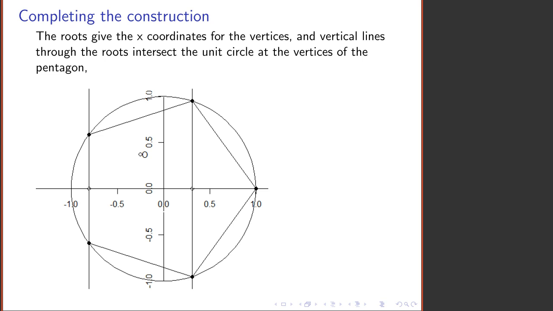So all I do is construct vertical lines at those 2 points. Each gives me 2 vertices on the pentagon. I join them up, and presto, I've done. I've never actually seen this construction published anywhere, but it's clearly the quickest way of constructing a pentagon.